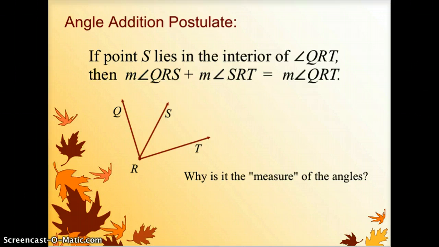The other postulate in this section is the angle addition postulate. This is very similar to the segment addition postulate. If point S lies in the interior of angle QRT, then the measure of QRS plus the measure of SRT is equal to the measure of QRT. Why are we using the measure of the angles?